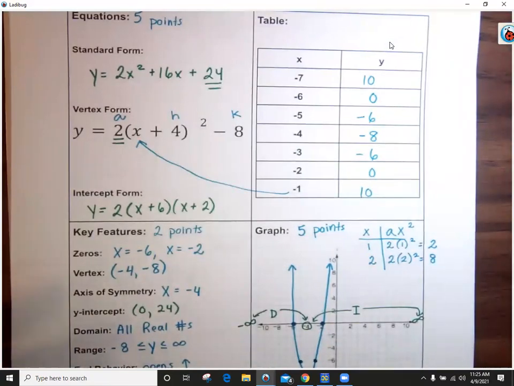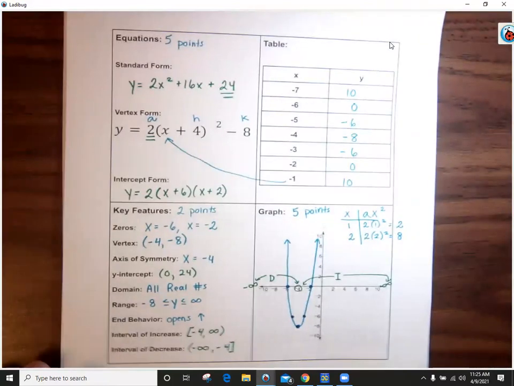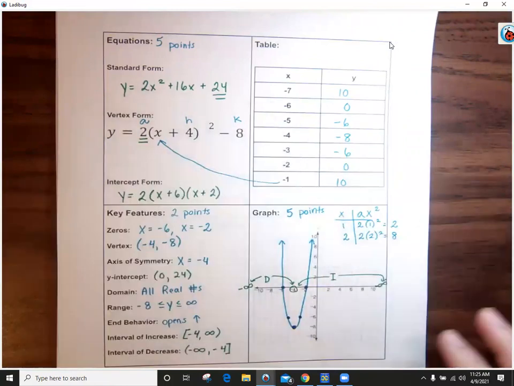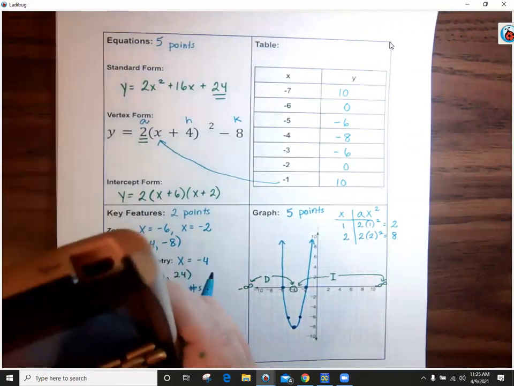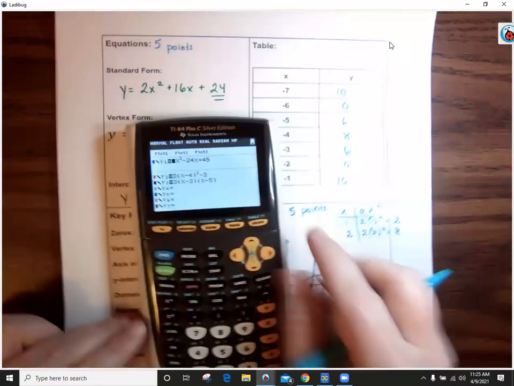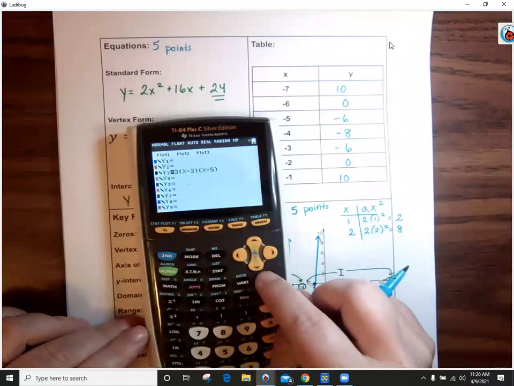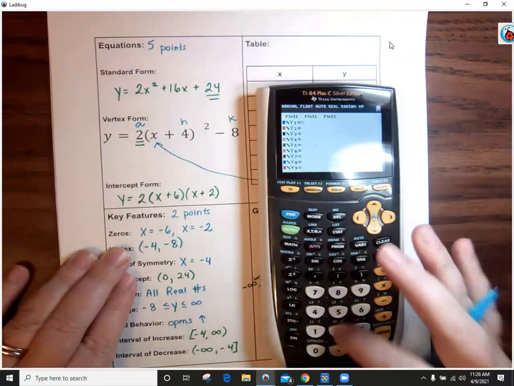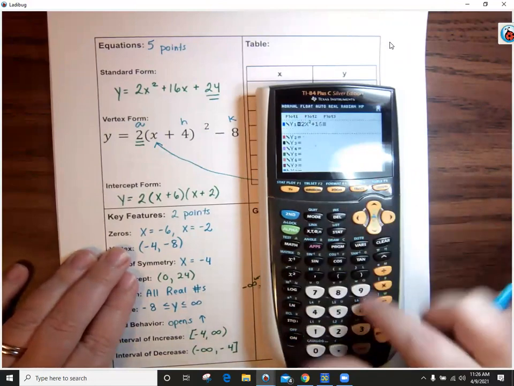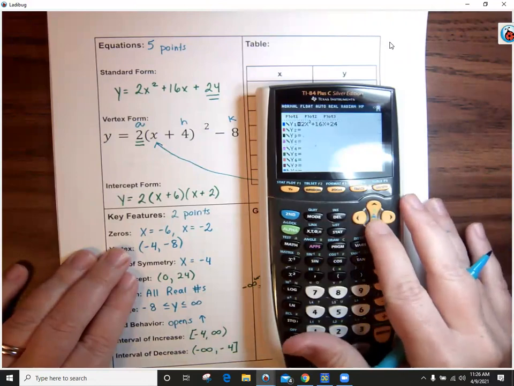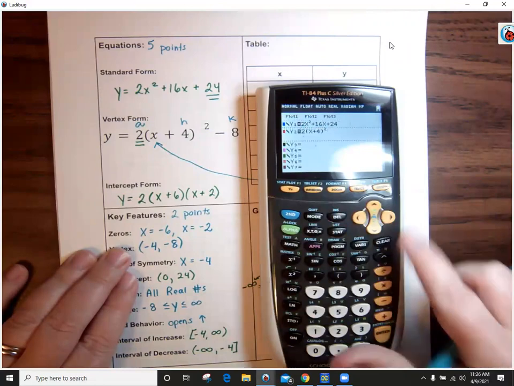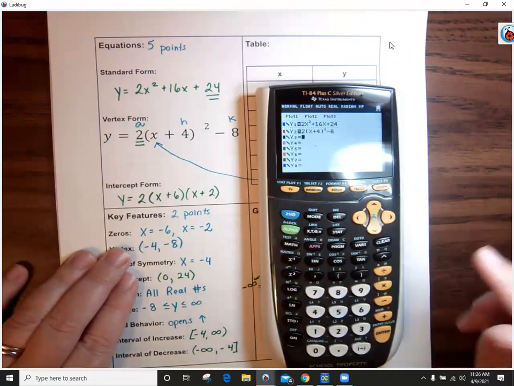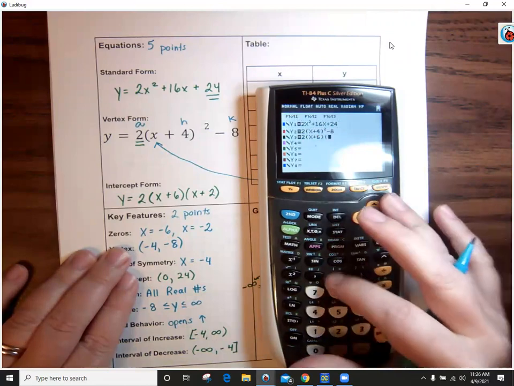I do want you to know how to do all of that without a calculator, because I think you can. There's no reason to touch a calculator to do that. But since you do have calculators this year, I would check my work. I would go to my calculator and type in all 3 equations: 2x squared plus 16x plus 24, and 2 times the quantity x plus 4 squared minus 8, and 2 times the quantity x plus 6 and x plus 2.